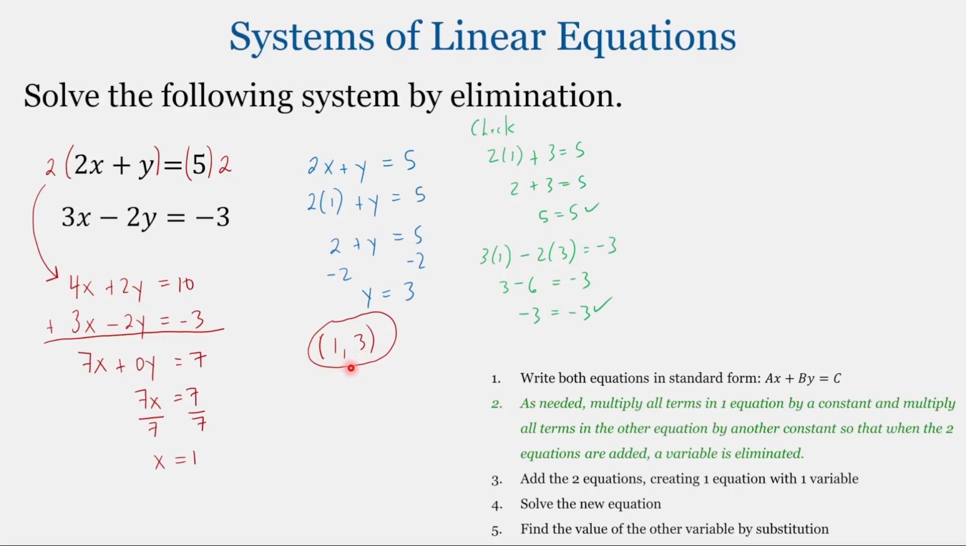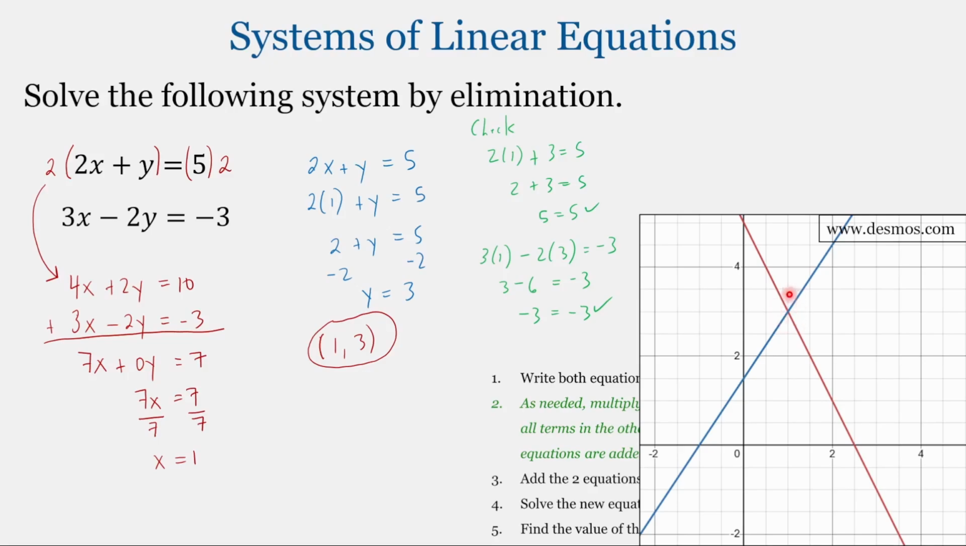So we've checked our answer, and the solution to this system of equations is the ordered pair 1, 3. So as a reminder, if we graph these equations, these two lines, they're going to cross at one point. Now, one point, well, that's the point they have in common, and that's the solution to this system.